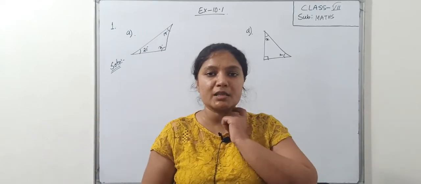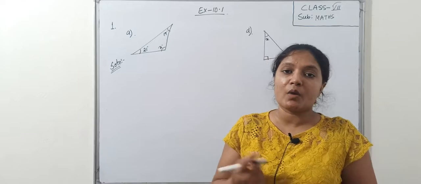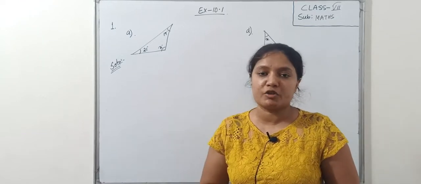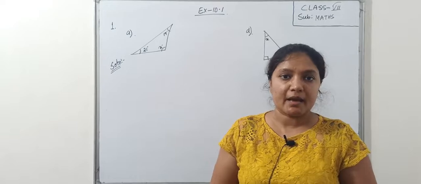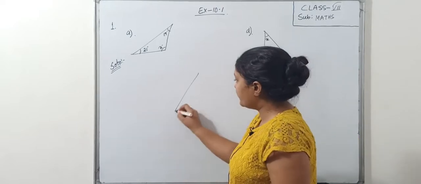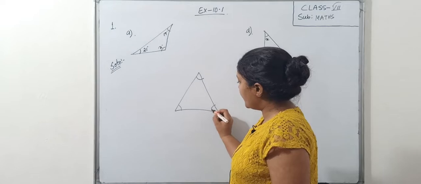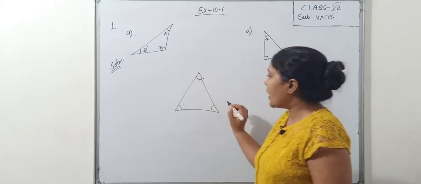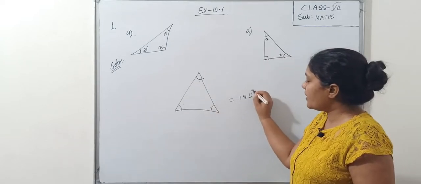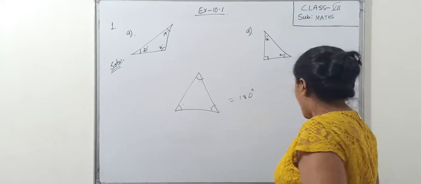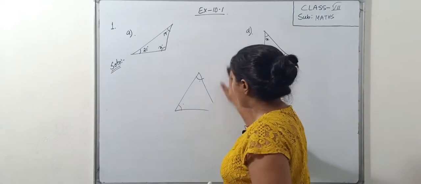In our last class we proved a theorem. In that theorem, what did we prove? We proved that the sum of all the angles of a triangle is 180 degrees, right? हम लोगों ने क्या prove किया था? We proved that if we add all the three angles of the triangle, we are going to get 180 degrees, right students? We proved this theorem. I hope everyone is clear with this theorem.